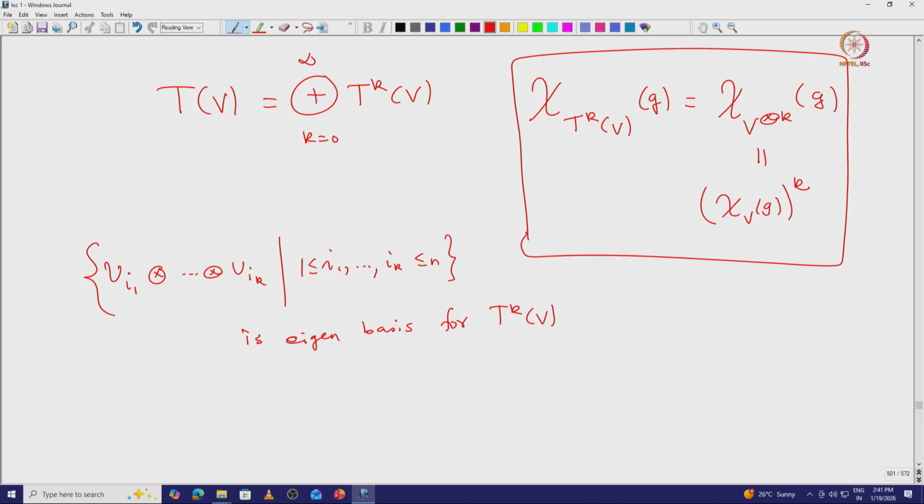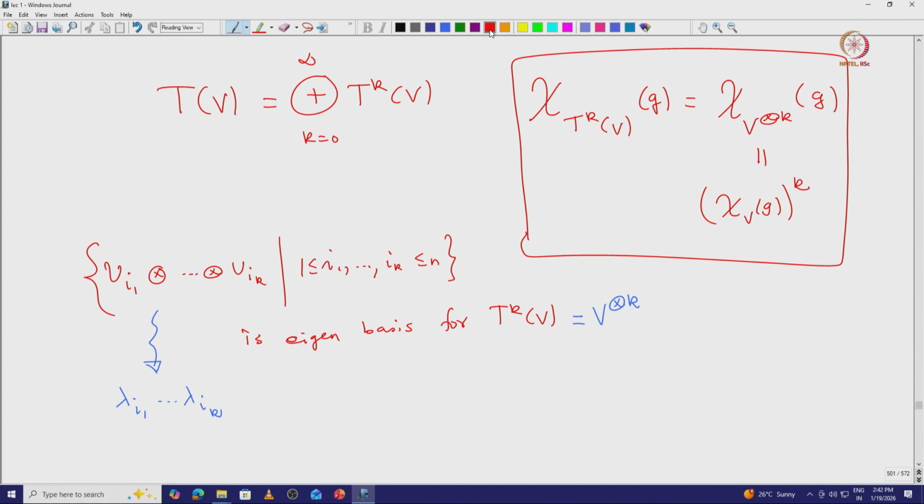And it is easy to compute the eigenvalues of g acting on this V tensor k. They are just the products lambda i1 etc. lambda ik. So v_i1 etc. v_ik will have the eigenvalue lambda i1 etc. lambda ik, and these are all the eigenvalues of the operator g acting on the tensor product V tensor k.